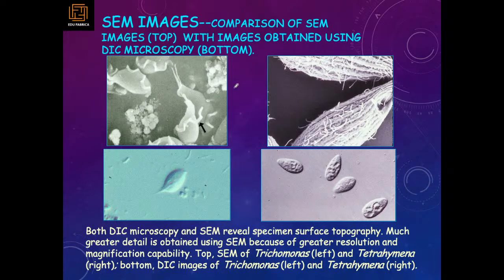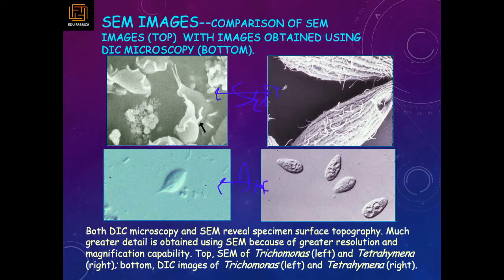So these are some images. As I said, these are scanning electron microscope images. These top ones are with the SEM. Both are from the SEM, and the bottom ones are the DIC from the light microscopy. This is DIC, and this is your SEM.